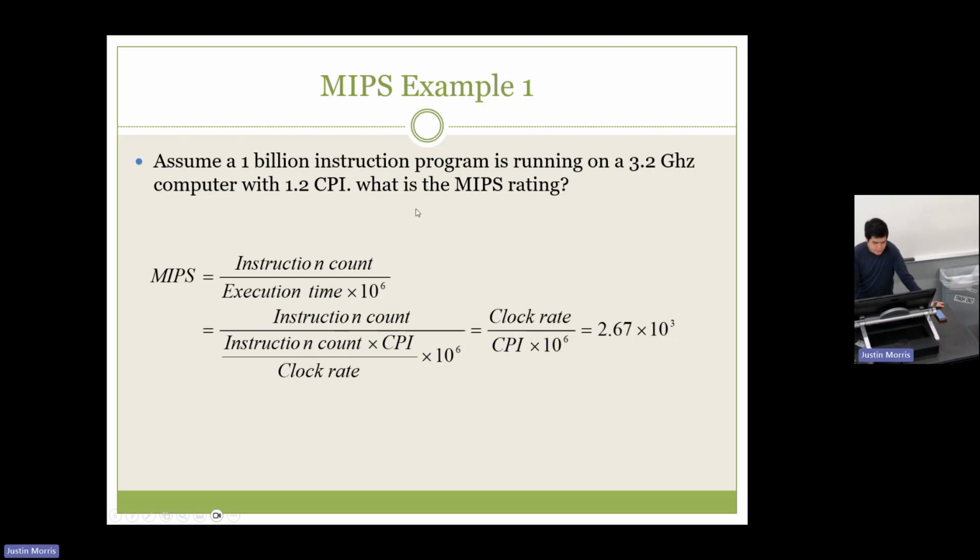So here is an example of using the equation. We have a 1 billion instruction program, a 3.2 gigahertz computer, and 1.2 CPI. What's the MIPS rating? If we plug everything in, instruction count, CPI, clock rate, and then this division by 1,000,000, we get 2.67 times 10 to the 3.